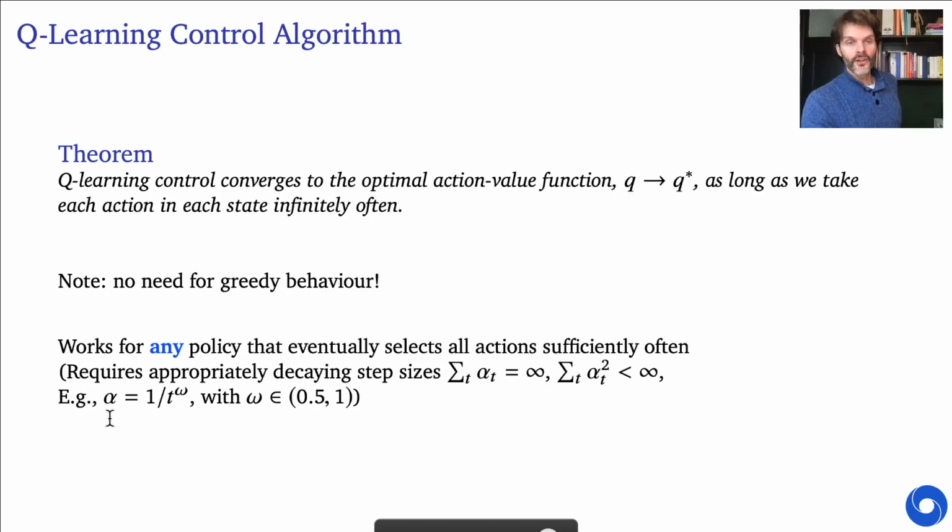And for instance, a specific choice that you can consider here is 1 divided by the time step to the power omega, where omega is somewhere between 1/2 and 1. So the extremes here are 1 over t or 1 over square root of t. If you pick anywhere between those, you would satisfy these conditions. So that would be a suitable step size parameter. We can see that the step size would then decay over time, and eventually you make smaller and smaller updates. So that tells us that Q-learning is a good algorithm that we can use.